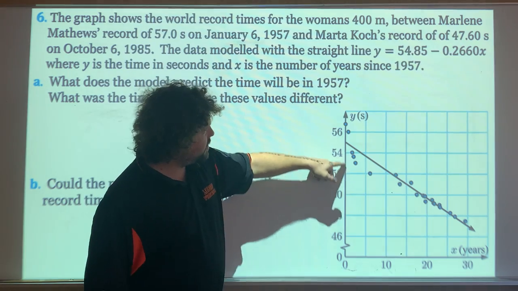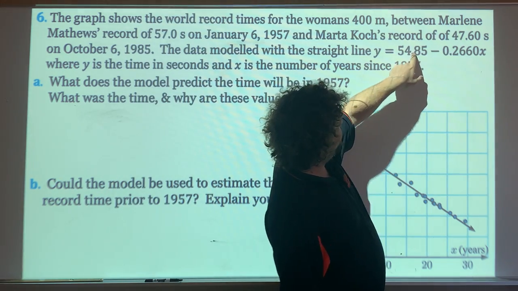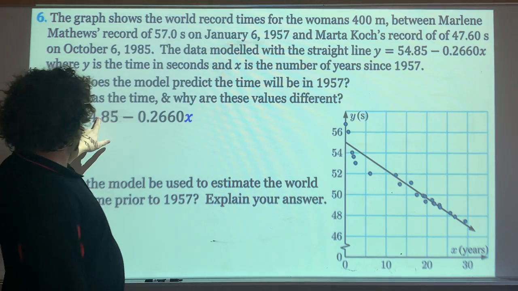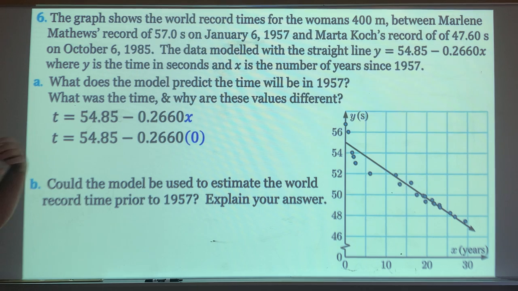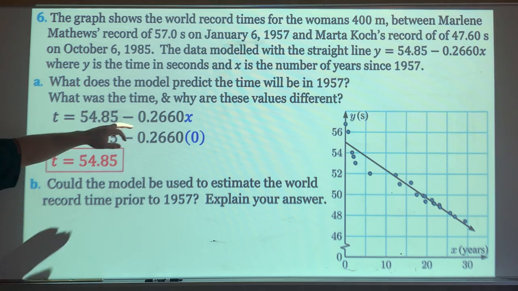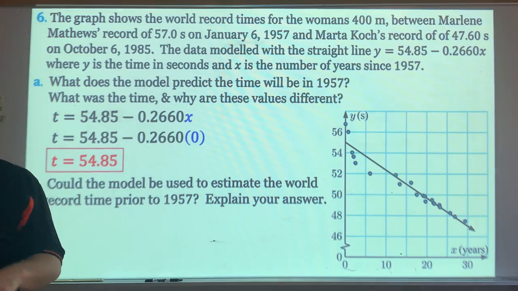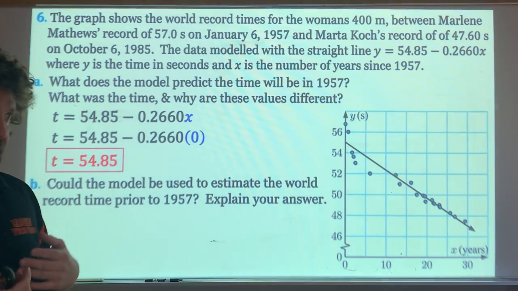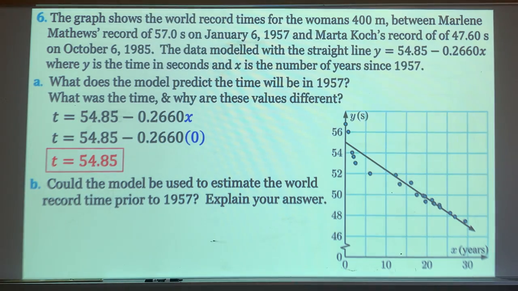So let's look at my model, and my model predicts what? What's the y-intercept here? 54.85. So when x is 0, which is 0 years from 1957, your time would be about 54.85 seconds. Now, why is this different than the 57 seconds she ran? Explain it. Hopefully you explained it correctly.